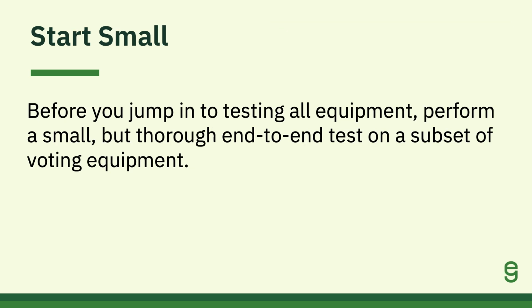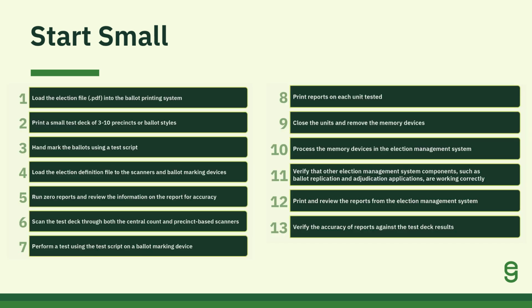On the next slide, I wanted to suggest something to everybody, and that's that before you jump into testing the actual equipment, it's really important and helpful to perform a small but thorough end-to-end test on just a subset of the equipment. It says voting equipment here, but it should really apply to all your equipment. So this would apply to your electronic poll book units, your ballot printers, etc., the equipment that's used in the field. And the next slide just outlines how this would work with the voting system.